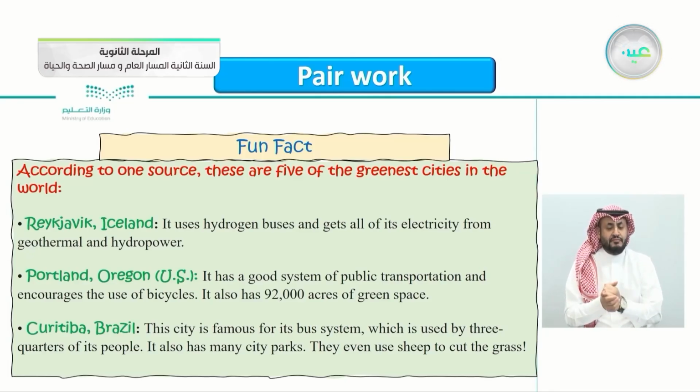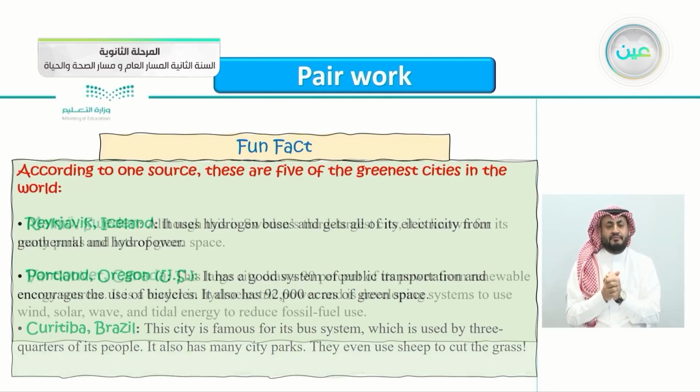In Brazil here, Curitiba, this city is famous for its bus system, which is used by three-quarters of its people. It also has many city parks. They even use sheep to cut the grass. They don't use machines to cut the grass. They use sheep. This is out of saving the environment and also going green.